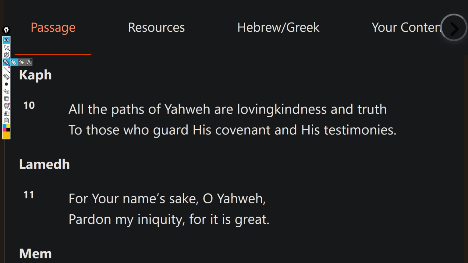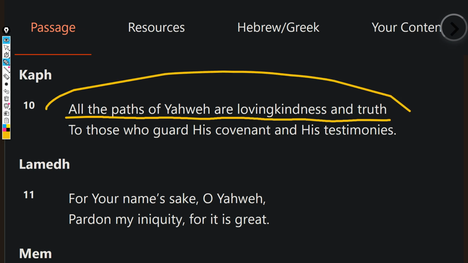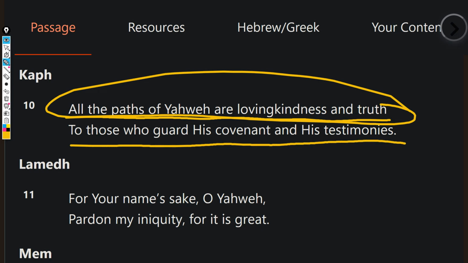So let's just go ahead and get into this. All the paths of Yahweh are loving kindness and truth. We've already seen that before. To those who guard his covenant and his testimonies, those who fight and protect God's word, God's ways, God's sayings. God said, love thy enemy. What are we to do? Love. Just because we fight for the word, are we actually acting upon the word? That's an important aspect.